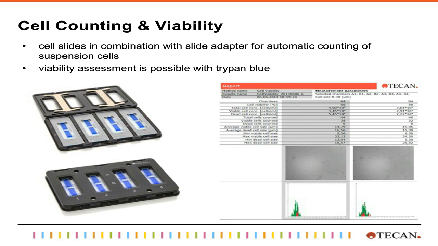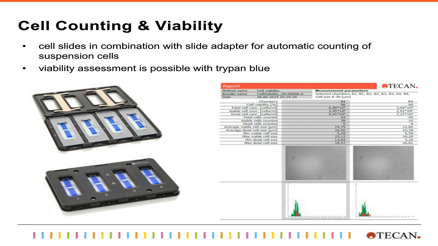For cell counting, the cell suspensions are pipetted into the so-called cell chips, which are little disposable plastic slides with two independent chambers. These cell chips are then placed into the slide adapter and counted automatically by the Spark software, where you have a little one-click app that will show you the detected cell number, the average size, and other relevant parameters. And for viability assessment, the suspension can be stained with trypan blue, which is a common dye to discriminate viable and dead cells. And again, the software algorithm will detect the number of white and blue cells to discriminate alive and dead cells and summarize the results in a report file.